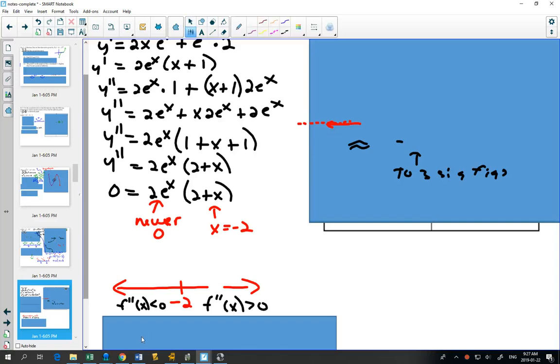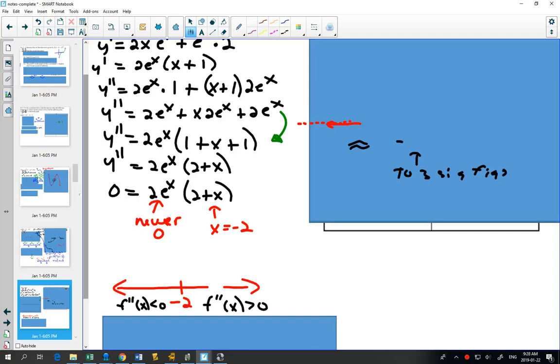So can you see from this step to this step that we noticed there was a common factor in each of the 3 terms of 2e to the x? So I factored that out in front. And once your equation is factored and simplified, then when you set your second derivative equal to 0, this factor is easy to make equal to 0. x equals -2.